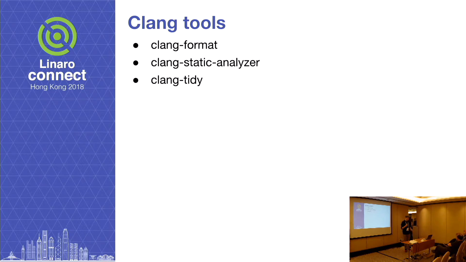Starting with clang-format, which is a very, very simple code formatter. Then there's the static analyzer, a static analysis tool, kind of like something like Coverity. Clang-tidy is a refactoring tool type thing where it will analyze your code and tell you what bits can potentially be changed depending on various coding standards and the like.